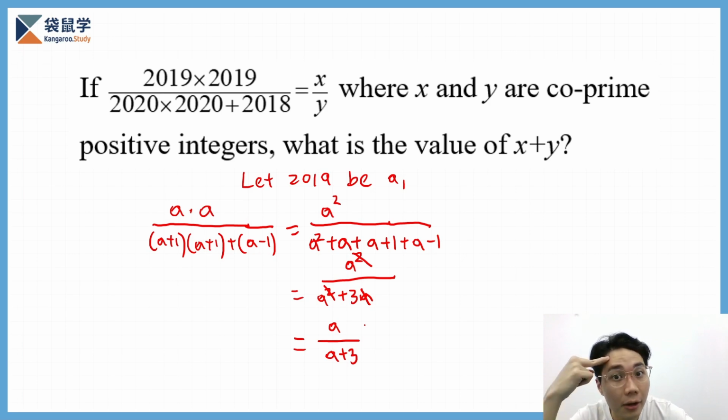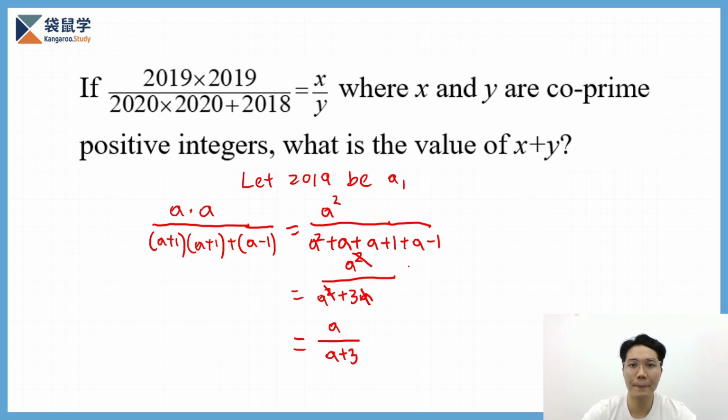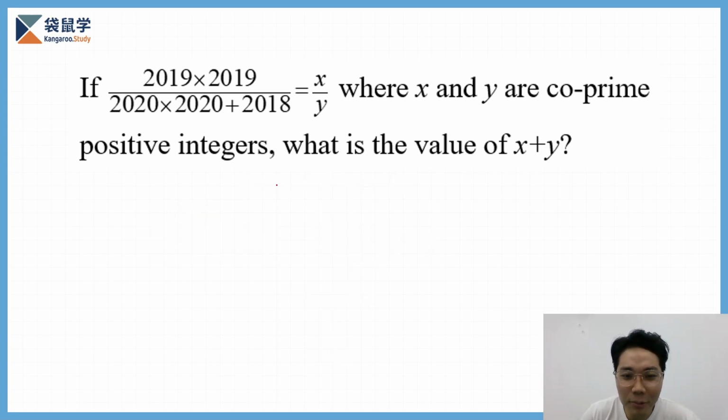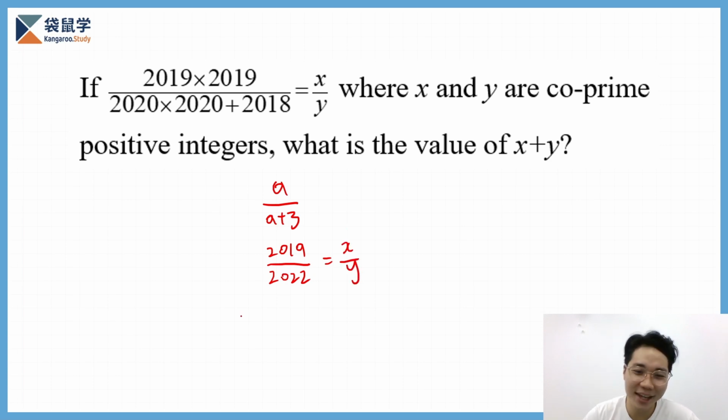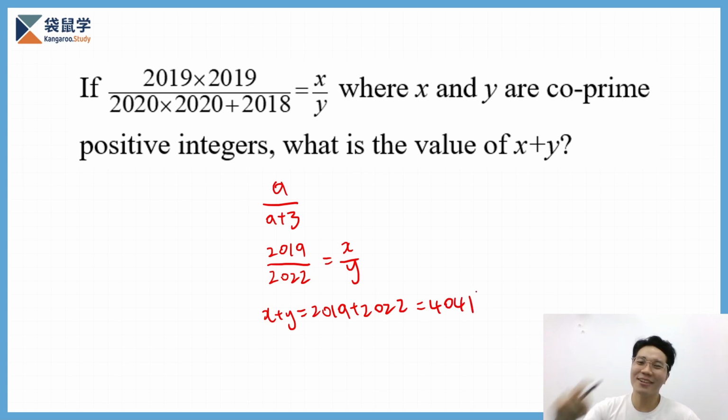Oh, so here we have also found out that the pattern is the first number, and then the denominator is the first number plus 3. Now we know it's simplified to a over a plus 3. We can substitute back the numbers. We have 2019 over 2022, and this will be x over y. So similarly, we can add them up. X plus y equals 2019 plus 2022, which equals 4041. And we have also found another way to do this question, which is using algebra to find something in general.